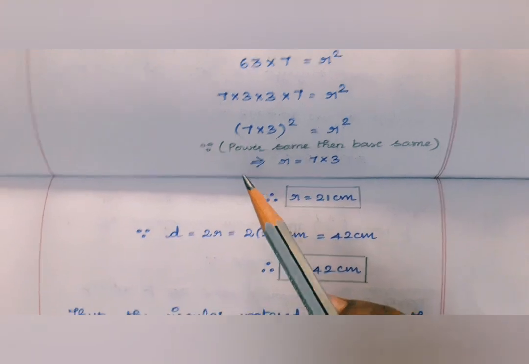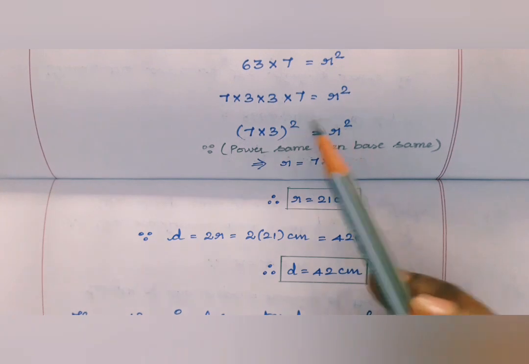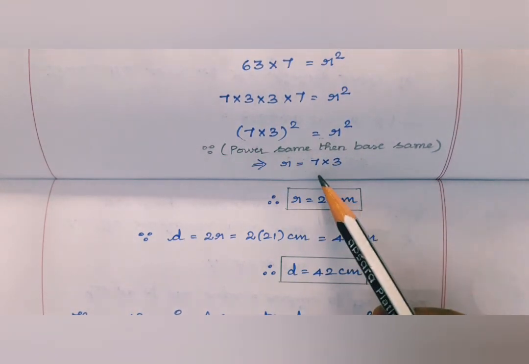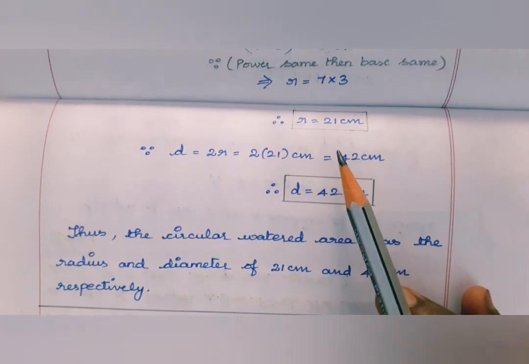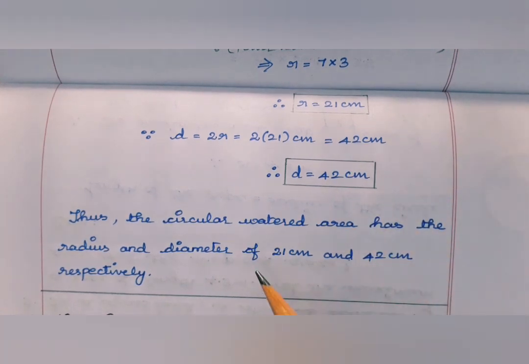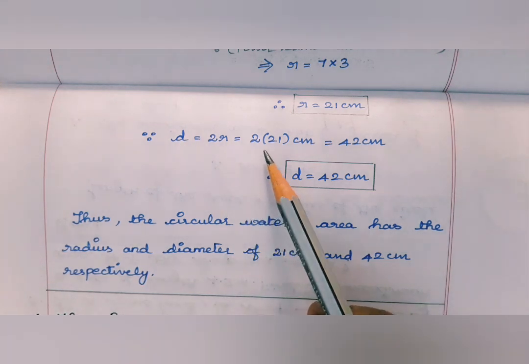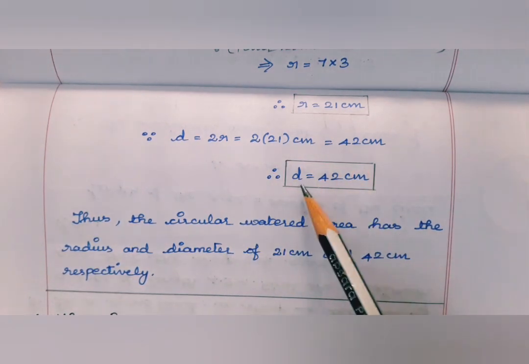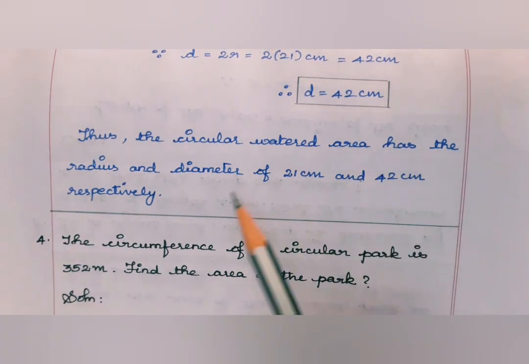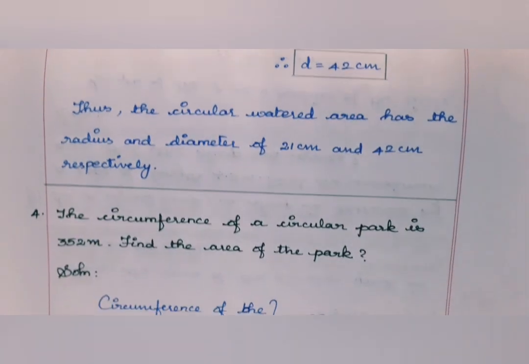Since we know the rule that if the power is the same, then the base is also the same, we can equate the base. So this implies r is equal to 7 into 3. Therefore, r is equal to 21 centimeter. So now we got the value of the radius. Again we have one more thing, we need to find the diameter. Since d is equal to 2 into r, which is equal to 2 into 21 centimeter, therefore d is equal to 42 centimeter. Thus, the circular watered area has a radius and diameter of 21 centimeter and 42 centimeter respectively.